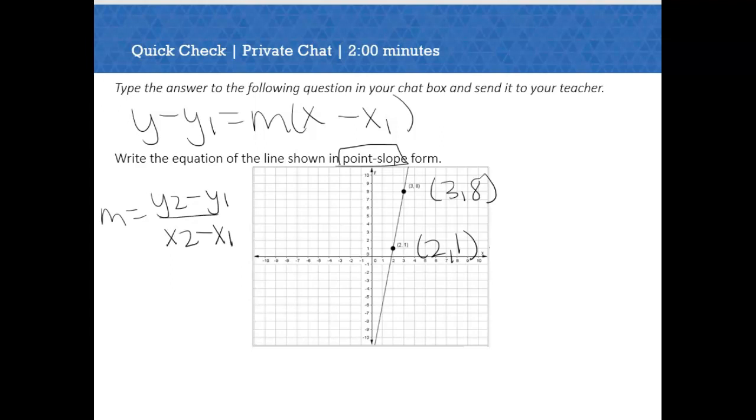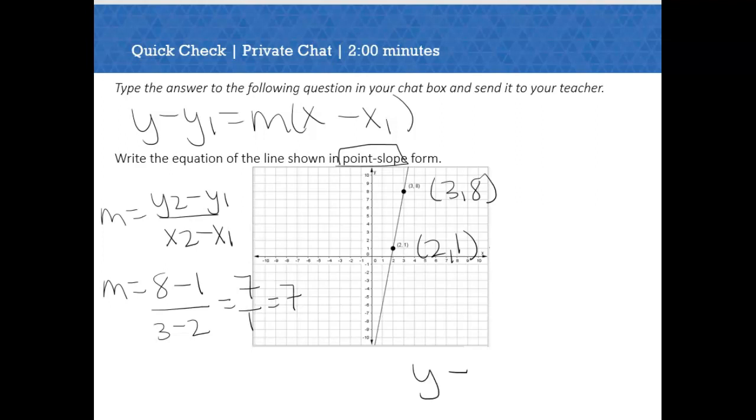And we get these ordered pairs from the graph. I always start with the highest one, so I'm going to start with the 3, 8. 8 minus 1, so y2 minus y1 over 3 minus 2. We get 7 over 1, or just 7. So we have that, and now we can write the equation.